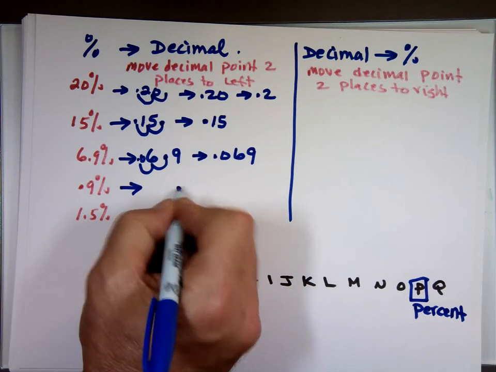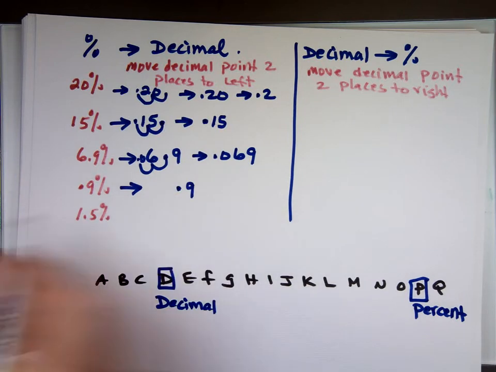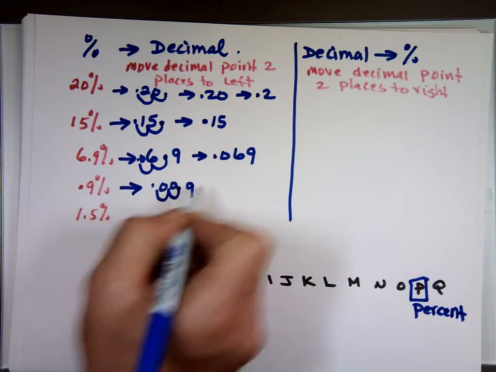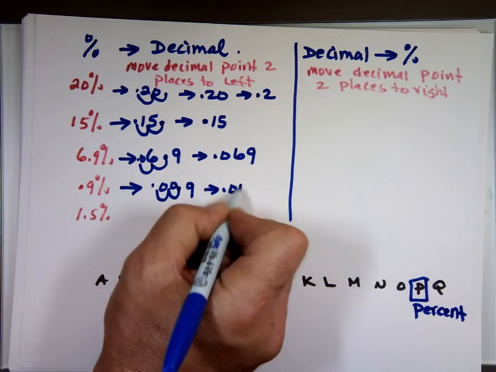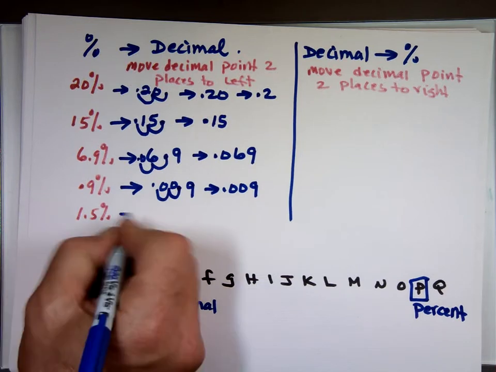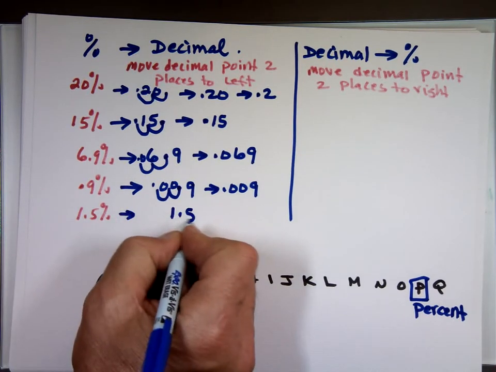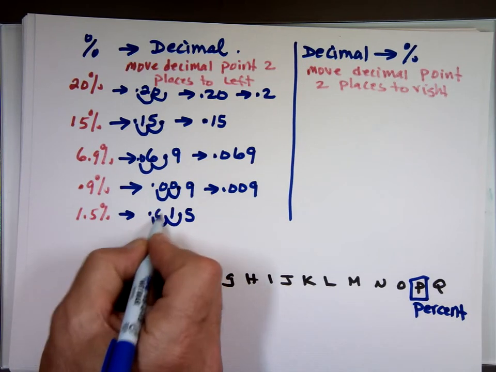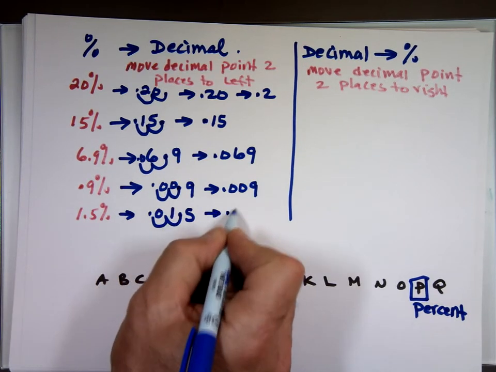.9%. 2 places to the left. 1, 2. 0.009. 1.5%. 2 places to the left. 0.015.